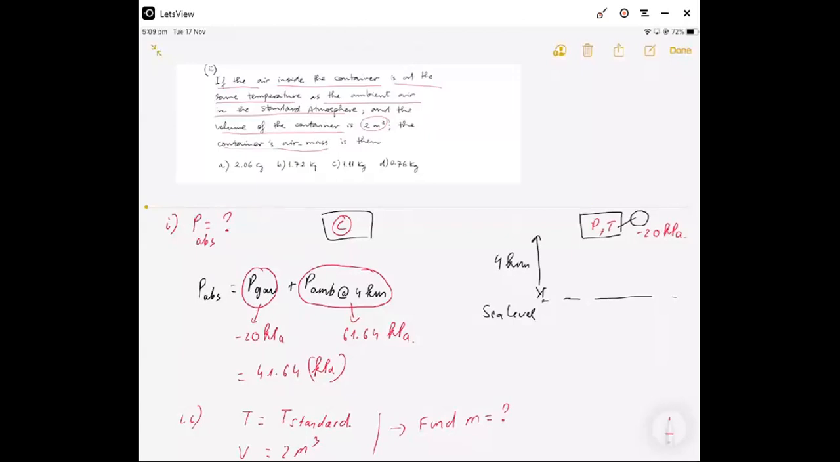You know the air temperature inside equals the air temperature in standard condition, and you know the volume of the container is 2 meter cube. You find the mass of air inside the container. Five minutes. You have 4 options: 2.06, 1.72, 1.11, and 0.76. Which one is correct?